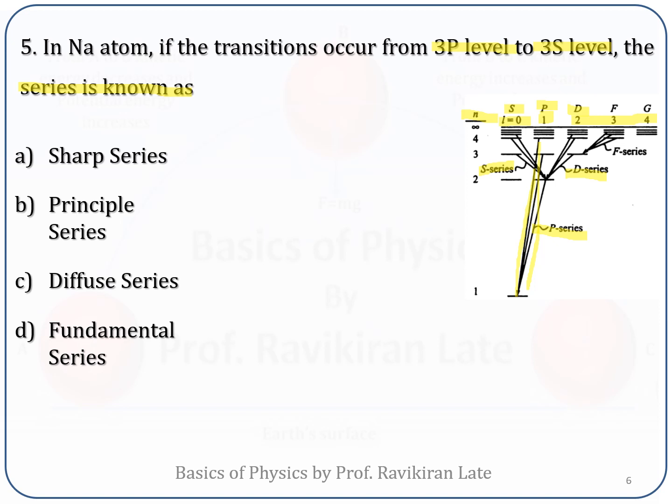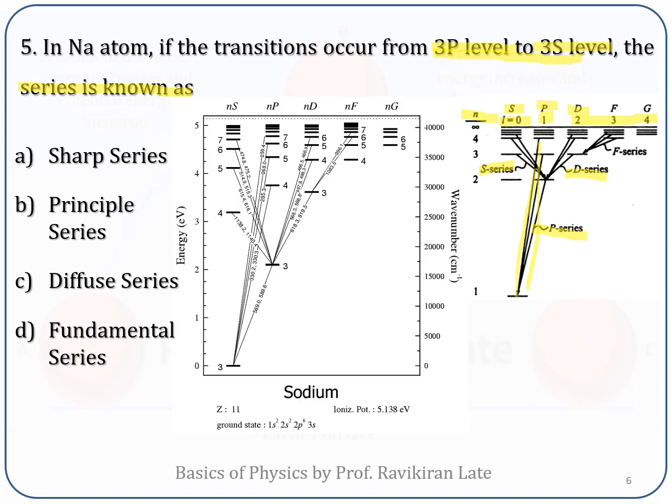If the transition is from the P level, then it is called a P series. If the transition is from the D level, then it is called the D series, that is diffuse series. In this case it is given that the transition is from 3P level to 3S level. So if the transition is P to S level, then it will be called a P series. So P series corresponds to principal series. So the answer for this question is option B, that is principal series.